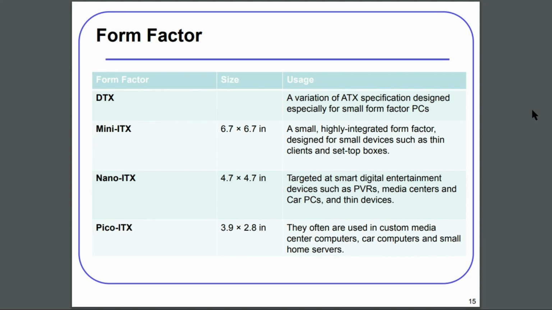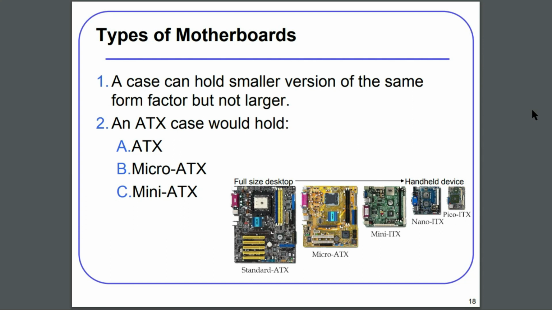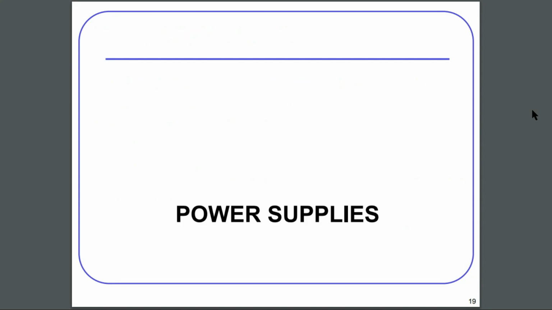In this slide we can check there are other form factors: LPX, mini ITX, nano ITX and pico ITX, their sizes and their uses. So in these slides we can check types of motherboards. A case can hold a smaller version of the same form factor but not a larger one. An ATX case would hold ATX, micro ATX and mini ATX. So standard ATX, micro ATX and mini ATX are full size desktops, and nano ITX and pico ITX are handheld devices.